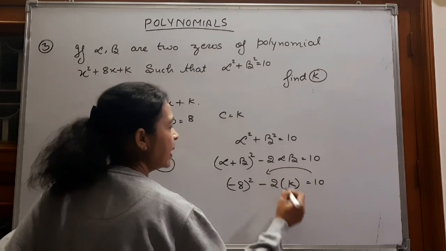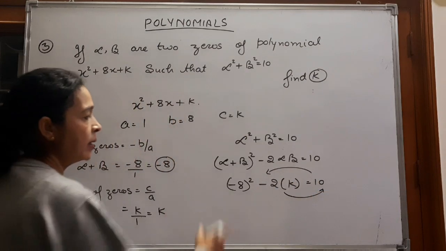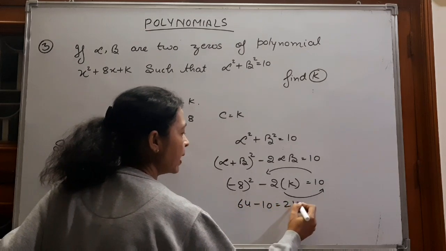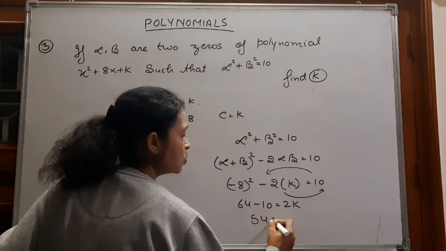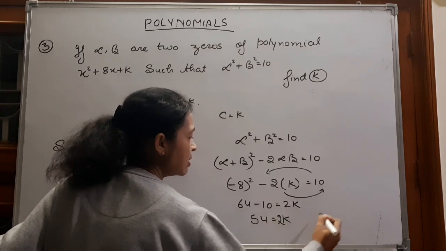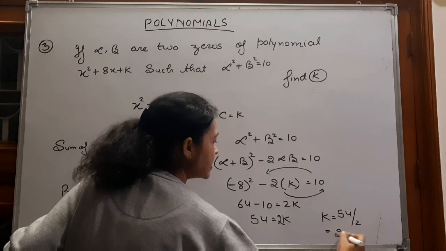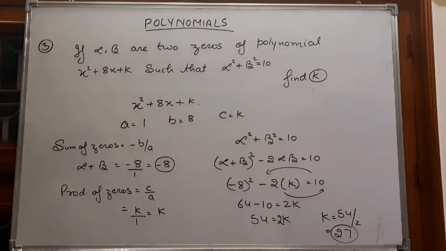10 on the left hand side and 2k on the right hand side. Minus 8 square is 64, minus 10 equals 2k. 54 equals 2k. And what is the value of k? k is 54 by 2, that is 27, is the value of k.